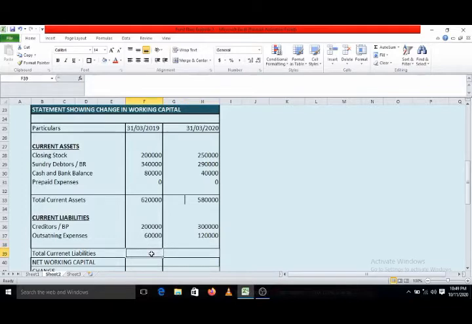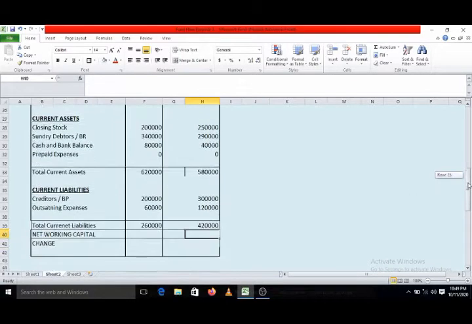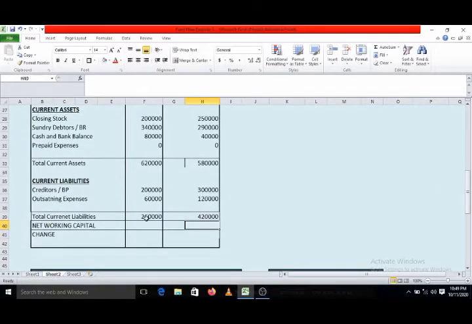Take the total of current liabilities: 2 lakhs plus 60,000 comes to 2,60,000. Second year, 3 lakhs plus 1,20,000 comes to 4,20,000. So now we have got total current assets and total current liabilities of both the years. Then what we have to do? We have to find out net working capital. Net working capital means total current assets minus total current liabilities, that comes to 3,60,000.